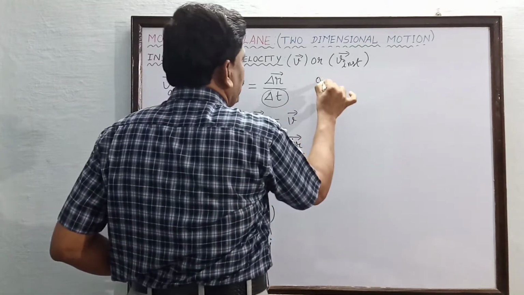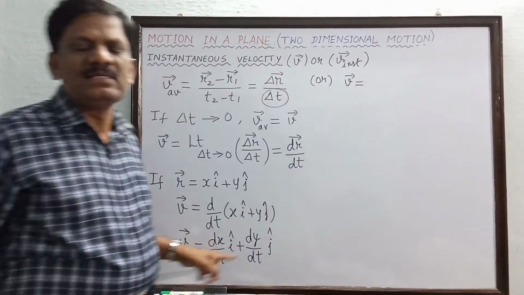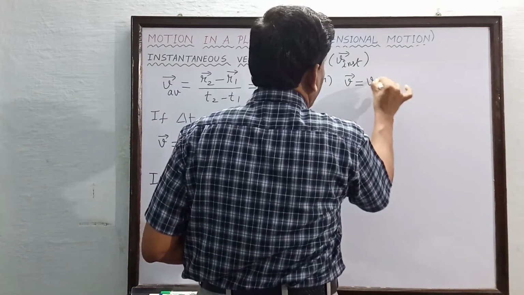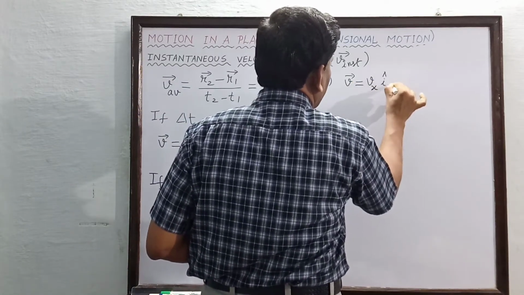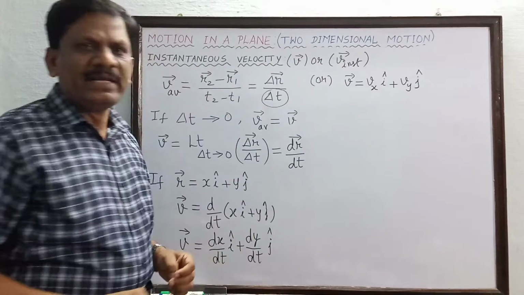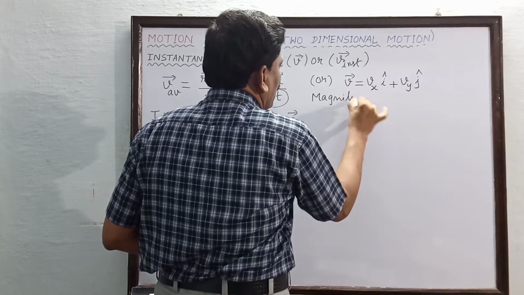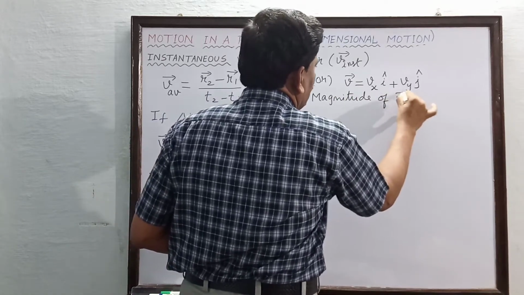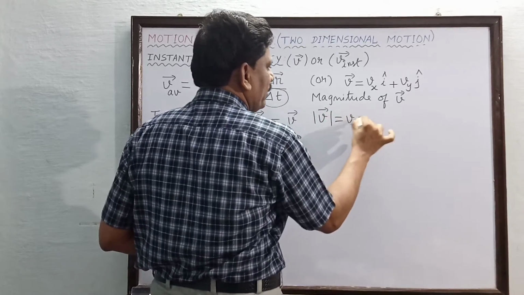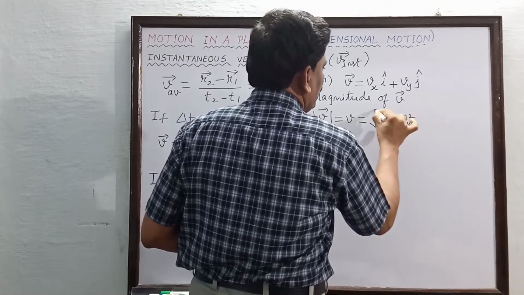Or I can also write the instantaneous velocity v, where dx by dt is the rate of change of the x component of the position vector. Therefore, this can be taken as Vx into i cap plus Vy into j cap. The magnitude of the instantaneous velocity, that is the modulus of instantaneous velocity, is v is equal to square root of Vx square plus Vy square.